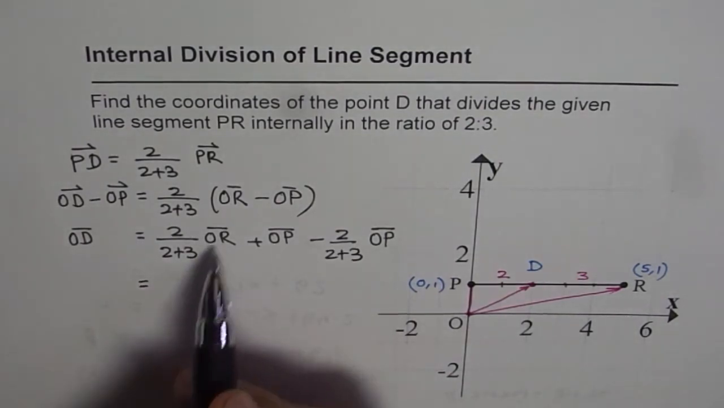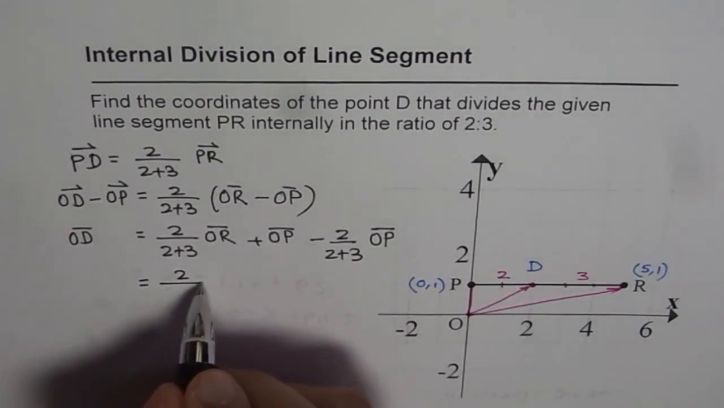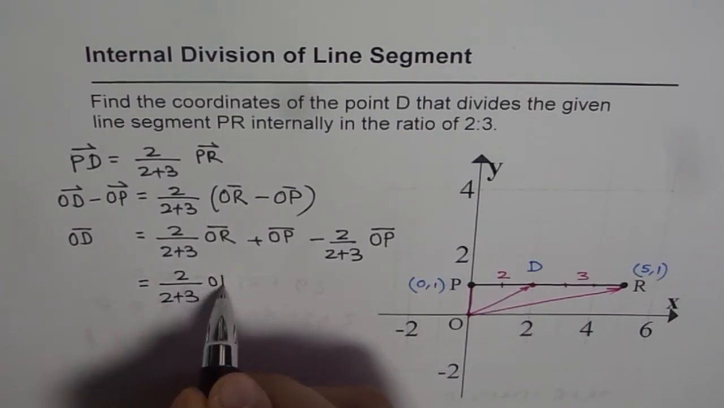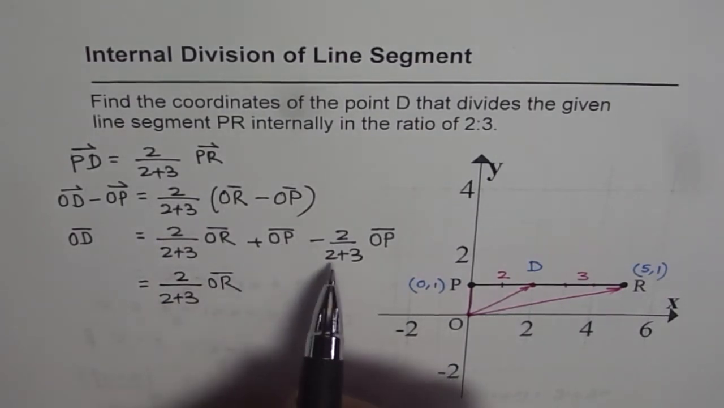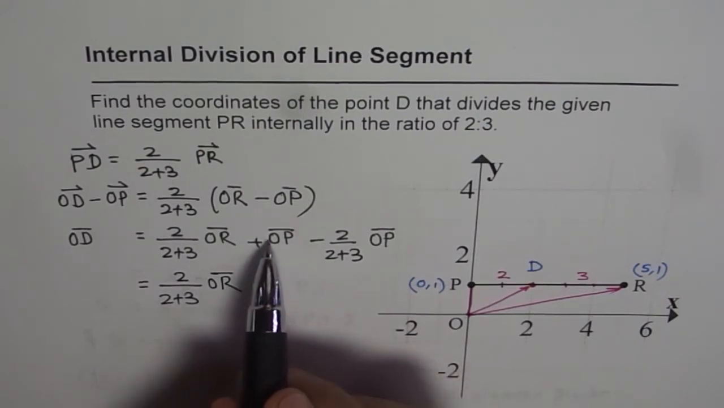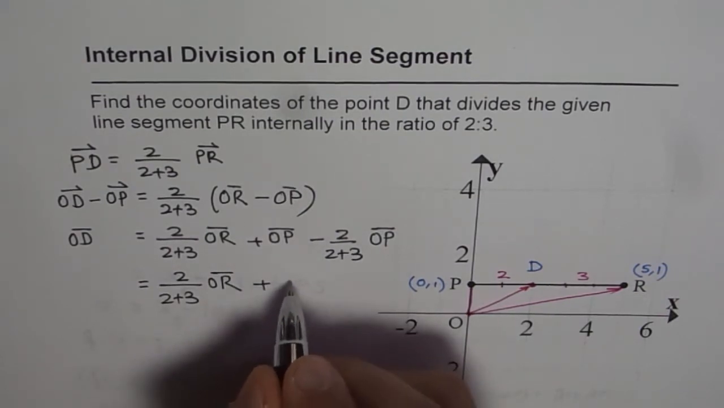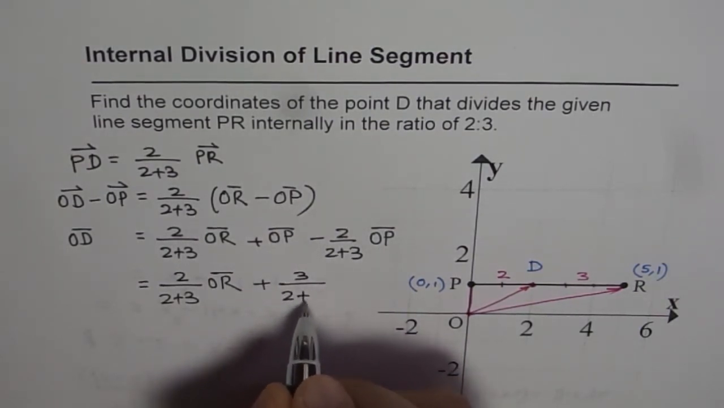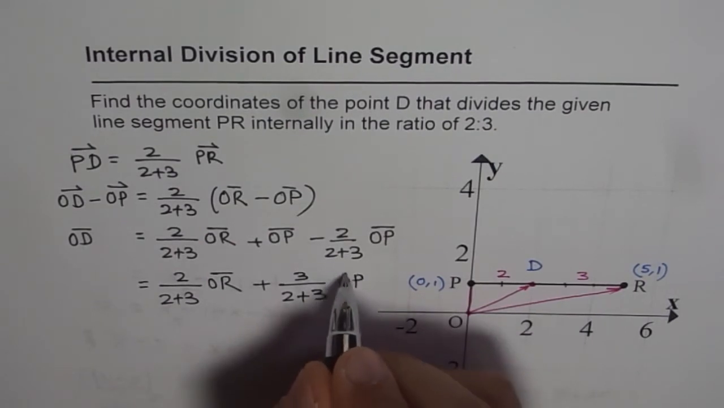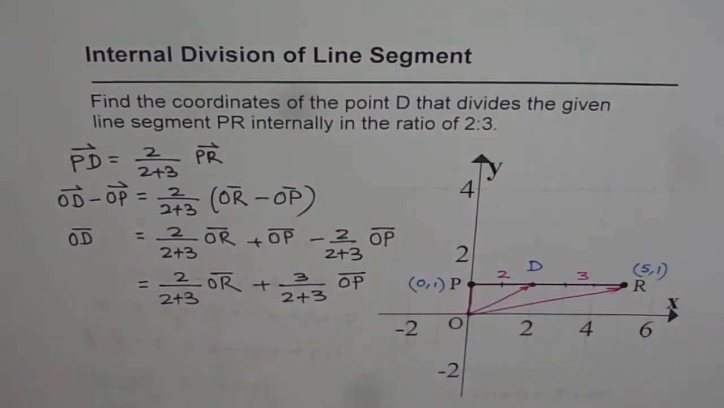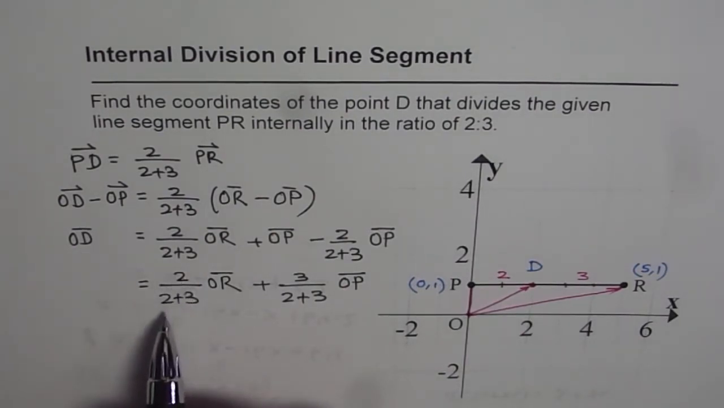Now from here, 2 over 2 plus 3 OR, that's the first term, and here 2 plus 3 is 5, so 5 OP minus 2 OP will give me 3 OP, right? So I'll get plus 3 over 2 plus 3 OP. So that is how I get the value of OD. So I know vector OD is 2/5 of OR plus 3/5 of OP, and this 2 and 3 is the ratio 2:3, correct?